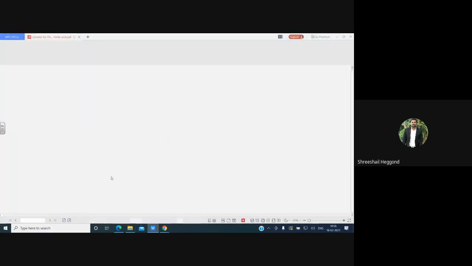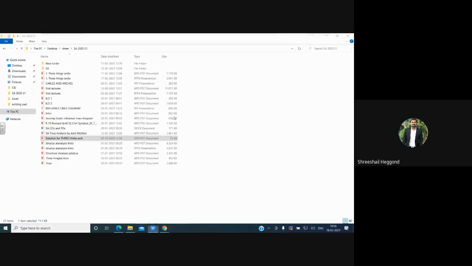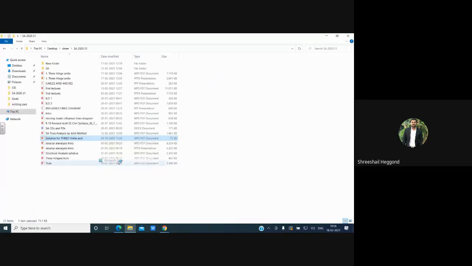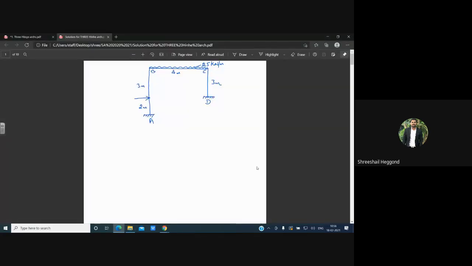Write down a numerical. A 3-hinged arch, a symmetrical parabolic arc, is loaded as shown in the figure, and determine support reactions, bending moment, radial shear and normal thrust. You need to find out.